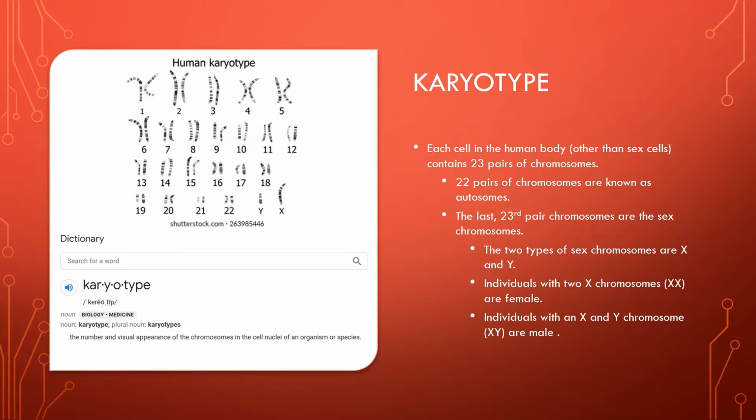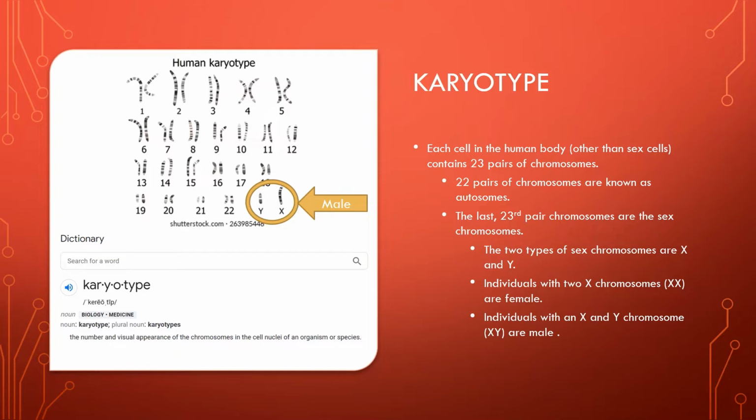So in the image above, that is a human karyotype. There's 46 chromosomes in humans, 23 pairs of chromosomes, the last pair being the sex chromosomes. And males have an XY chromosome pairing, while females have an XX chromosome pairing.